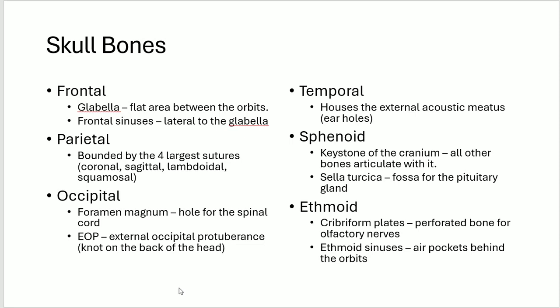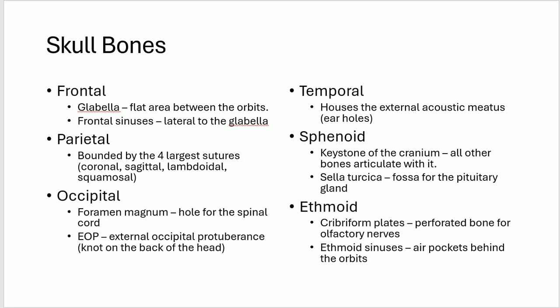Parietal bones are bound by 4 of the largest sutures. So coronal, sagittal, lambdoidal, squamosal. And the parietal bone is going to be the only bone that's surrounded by all 4 sutures. Well, I should say bones, because there are 2. So parietal bones are the only ones that are going to be surrounded by all 4 of the sutures.